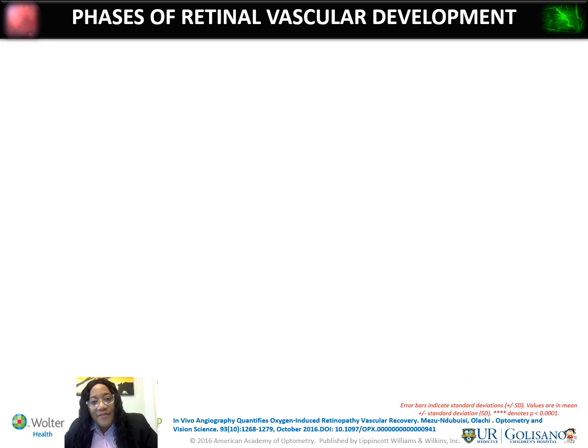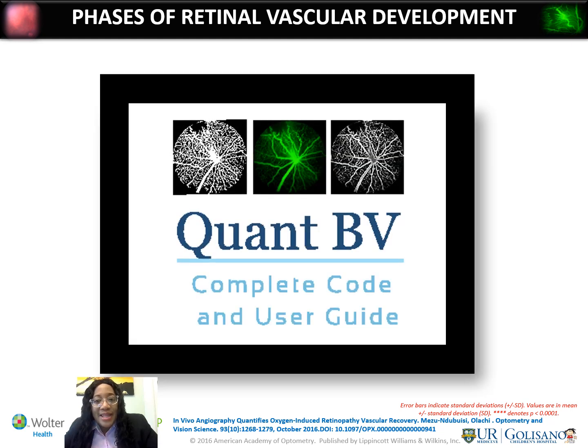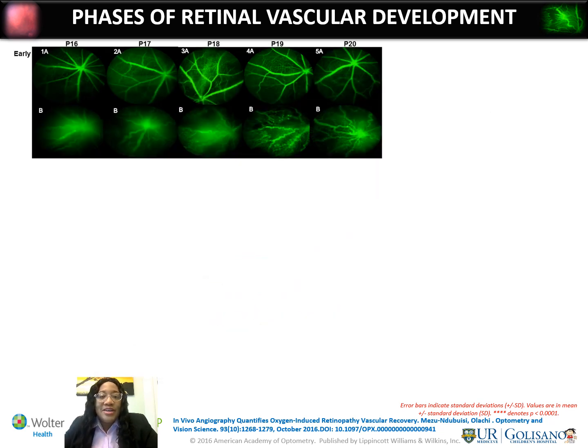I went on to study these FA changes throughout developmental maturity of the mouse. I developed a customized MATLAB program with bioinformatic experts, which I've made publicly available at quantbv.com. This software has been used by other researchers for vascular quantitation in retina beyond ROP, as well as systemic disease. With QuantBV, I was able to group these changes into phases. Early phase, P16 to P20, showed increased capillary avascularity, dilated veins, and tortuous arteries in the OIR mice compared to room air at every age, but there was no significant difference within groups in this age.